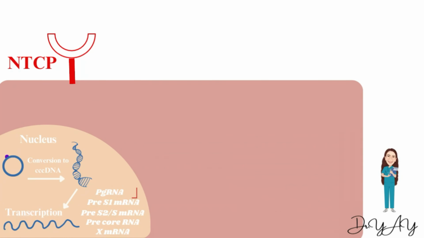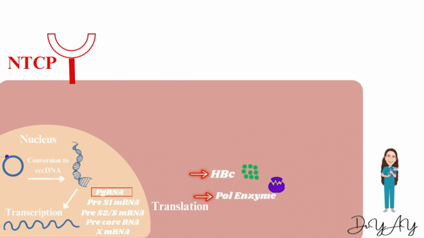Among them is the pre-genomic RNA, which is translated into the viral polymerase enzyme and the core proteins that form the viral capsid. In addition, it serves as a template for the reverse transcription, as we will see in a few seconds, to form the new viral DNA inside the nucleocapsid.